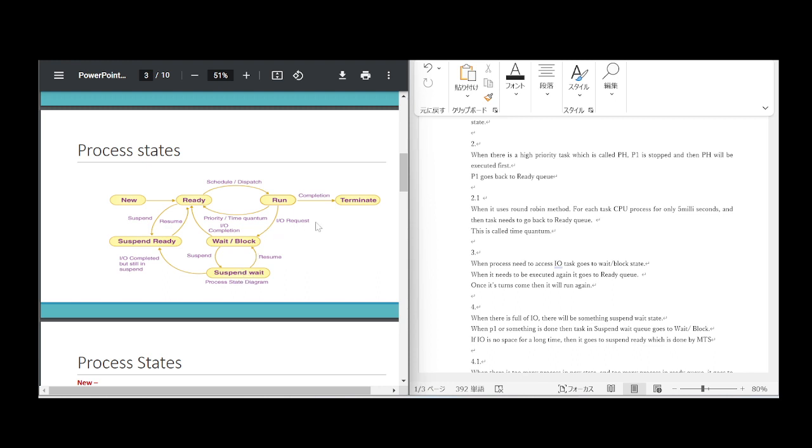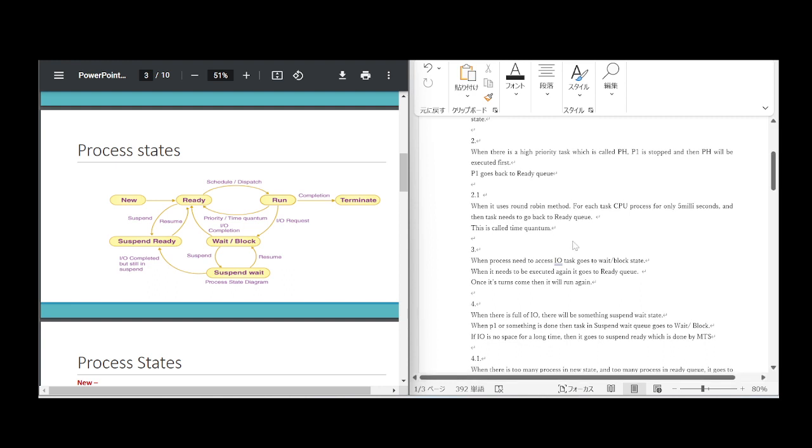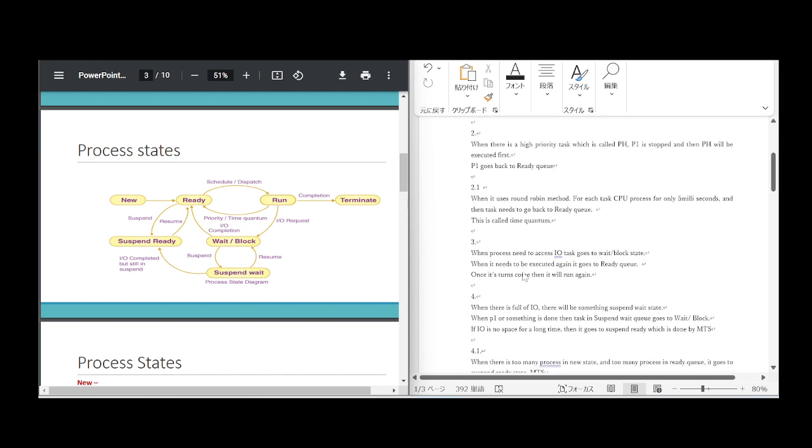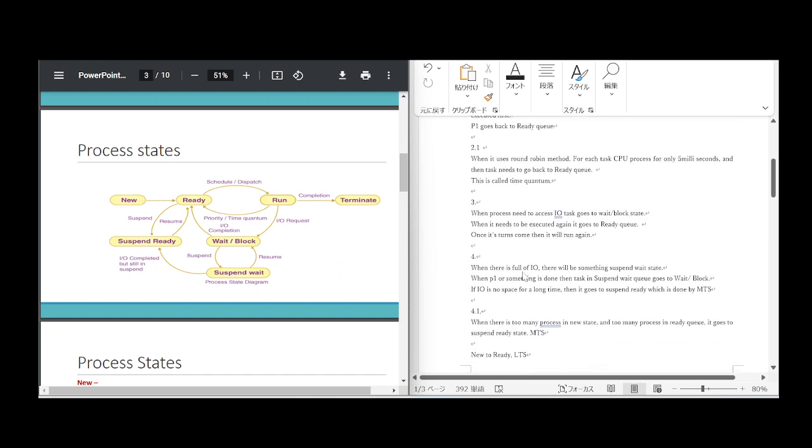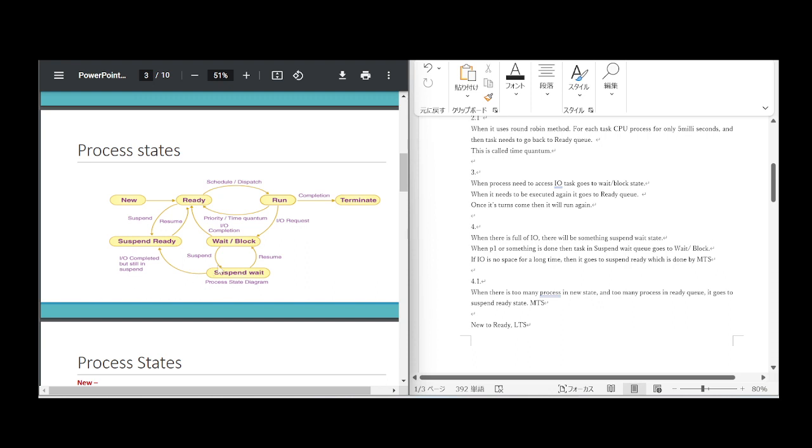Yeah, so it goes to suspend wait. And if there are more IO requests and it fills the suspend wait capacity too, then it goes to suspend ready.